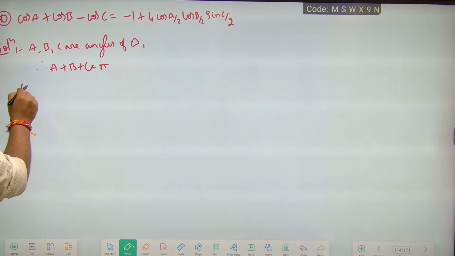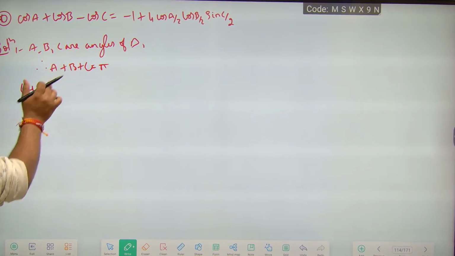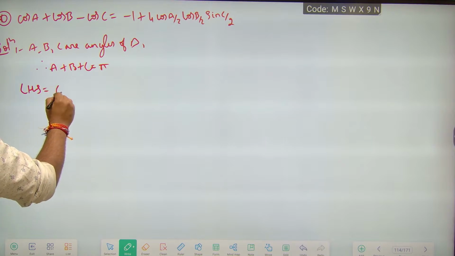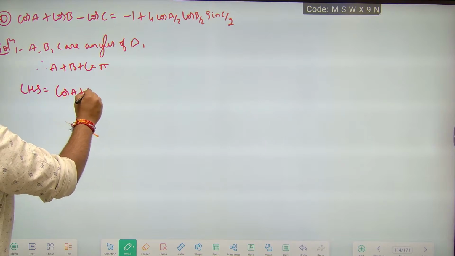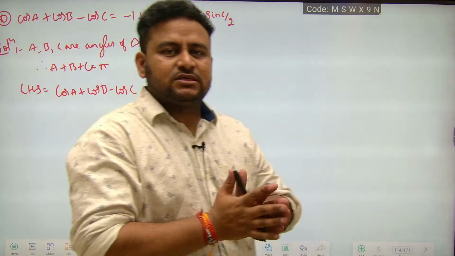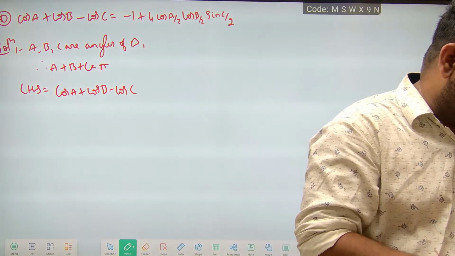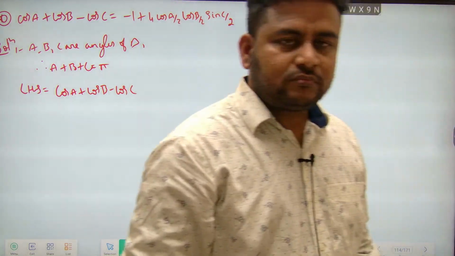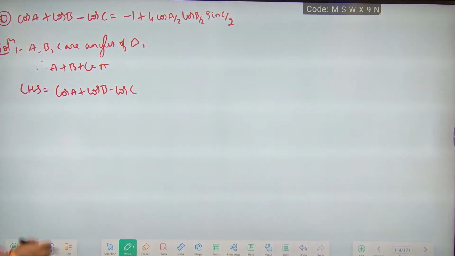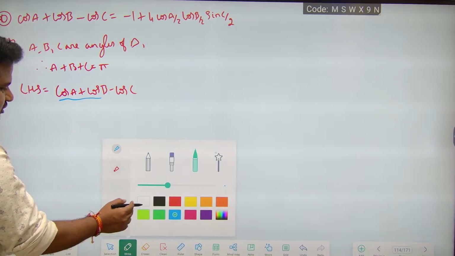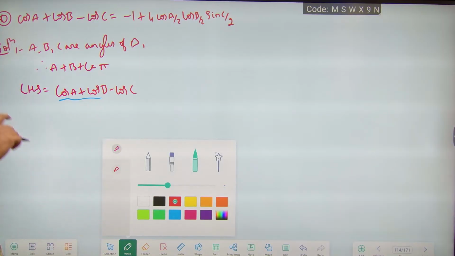Now LHS, you write it like this in every question. They give angles of a triangle. So LHS is cos A plus cos B minus cos C. This is what is given. Now for cos A plus cos B, you can apply the cos C plus cos D formula. Cos C plus cos D is 2 cos of (C plus D) by 2 times cos of (C minus D) by 2.